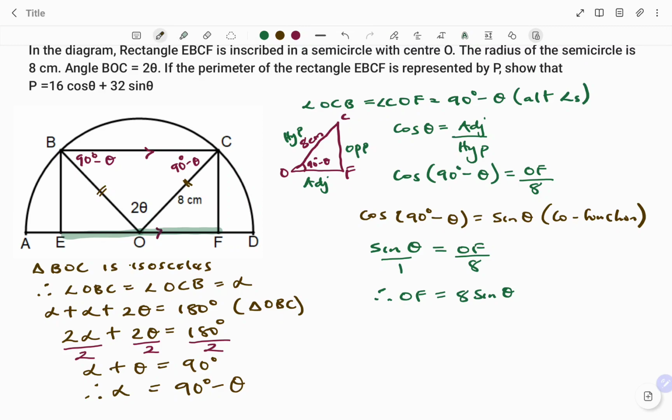So therefore, to find the total distance EF, I'm going to break that down, it's OE plus OF, and that is 8 sine theta plus 8 sine theta. Therefore, the distance EF, which serves as one of the sides of the rectangle, will be 16 sine theta. So we've been able to find the length of the rectangle. The next step is to find the breadth or the width of the rectangle.